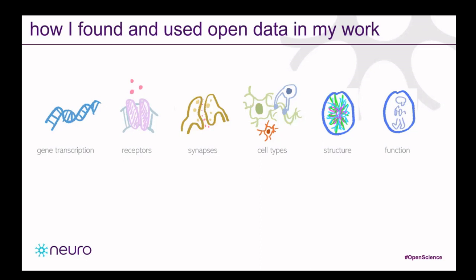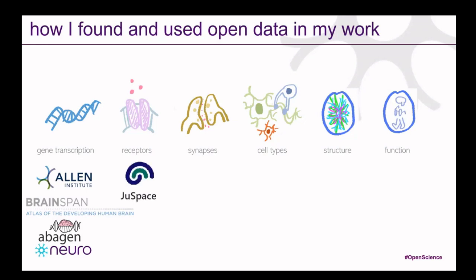And now at every point here, there are data sets out there. So for example, gene transcription, the Allen Human Brain Atlas. I'm going to talk about this one in a bit more depth. Brainstem is another one. Abagen is a tool. Receptors, there is the NRU in Denmark. They're collecting receptors from the receptor atlas. USpace coming out of Jülich in Germany. That's another collection of receptor profiles. I'm going to be talking about an atlas of receptor profiles that I put together later today.